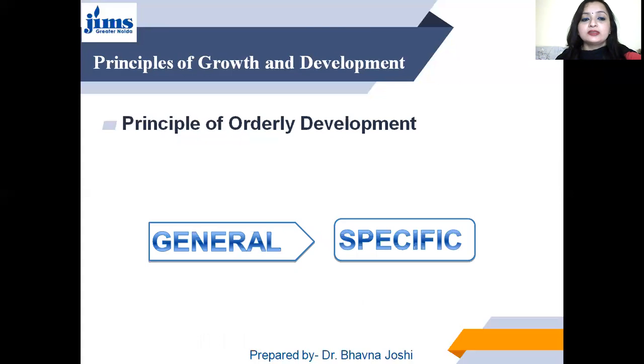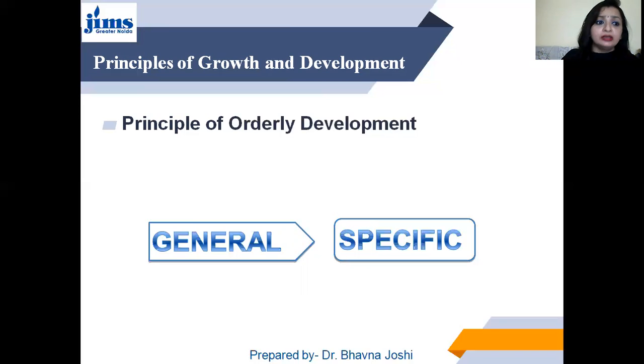So the next principle is the principle of orderly development. See, development proceeds from general to specific. It is always general to specific. It is in an order. Orderly development, it is in an order. It starts from general and it goes to specific.